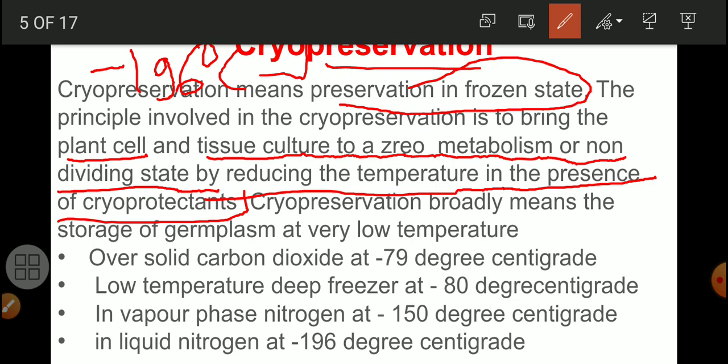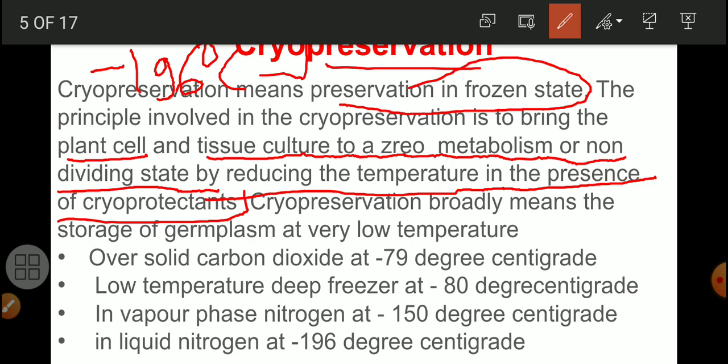Am I right? But what role is played by these? We have a frozen atmosphere, a minus 196 degree temperature. When we put a plant material or germplasm at that low, frozen temperature, the cell becomes growthless, meaning no metabolism takes place, no dividing of cells takes place. Although the meristematic cells are there, they remain as they are, only in a live condition.